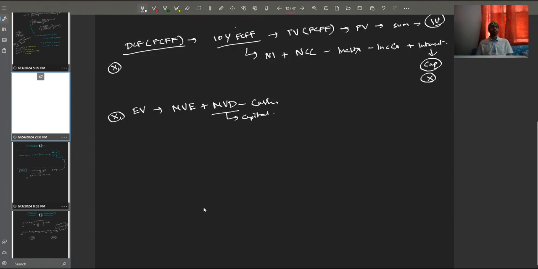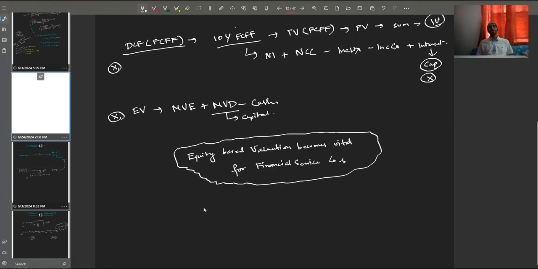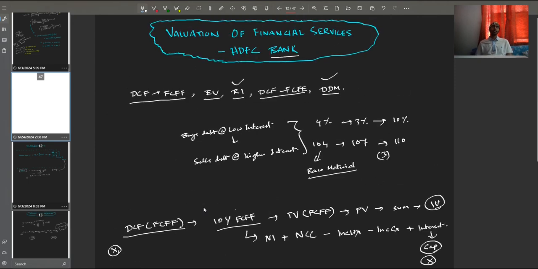Let me write this. So friends, equity based valuation becomes very vital for financial service companies simply because debt does not behave as a pure play capital resource. It behaves more like a raw material. So whatever valuation we do, it is much more rational to use equity based valuation. So the two methods that we can use till now are the residual income method and the dividend discount method. Also, we can use the valuation through free cash flow to equity.